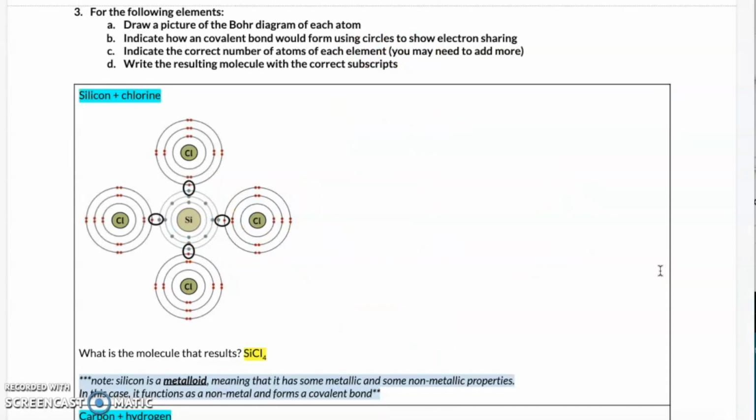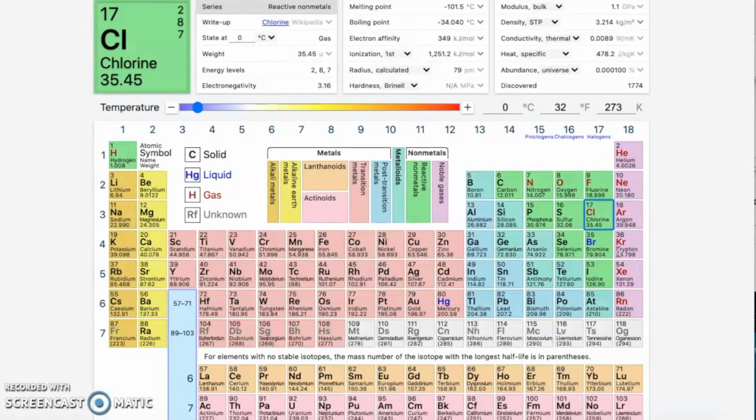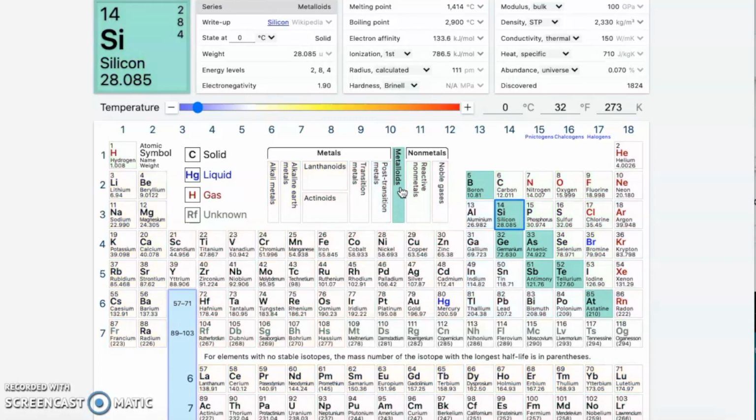Silicon and chlorine combine to make SiCl4, silicon tetrachloride. Take a look at this little note here. We wanted to make a note because in class we talked about how covalent bonds happen between a nonmetal and a nonmetal. And if we take a look at our periodic table, I'm pretty convinced that chlorine is a nonmetal, but silicon's kind of in this weird category called the metalloids.